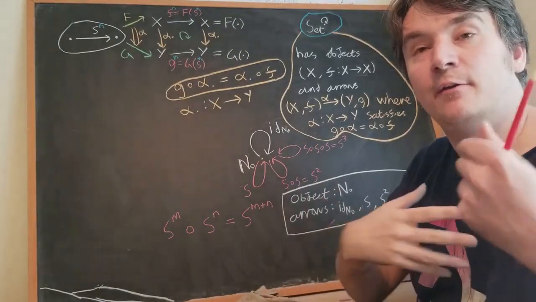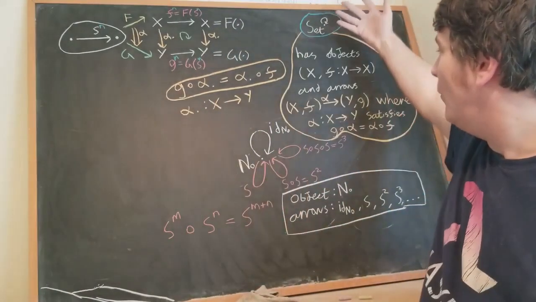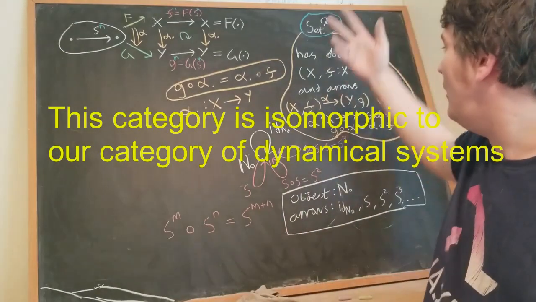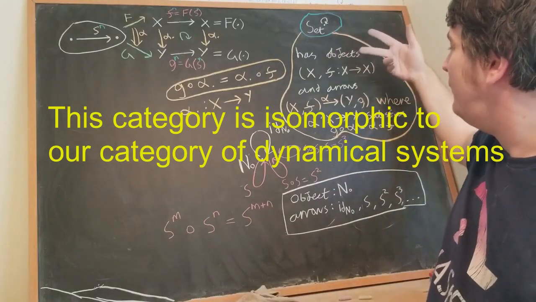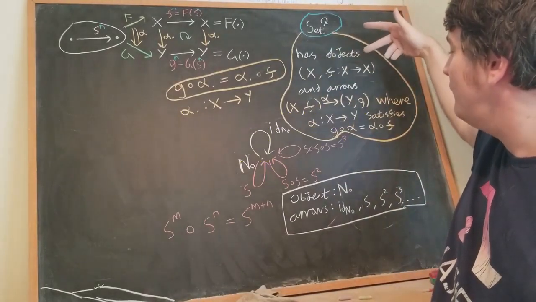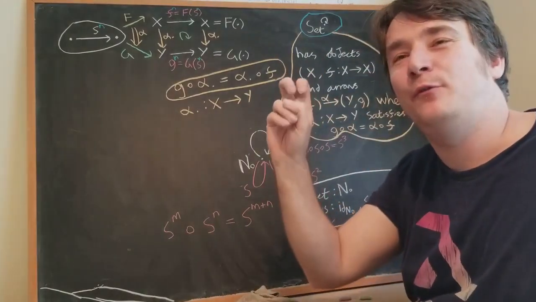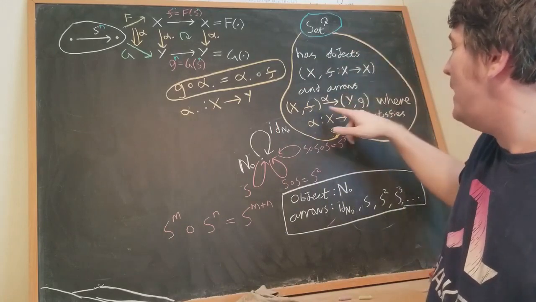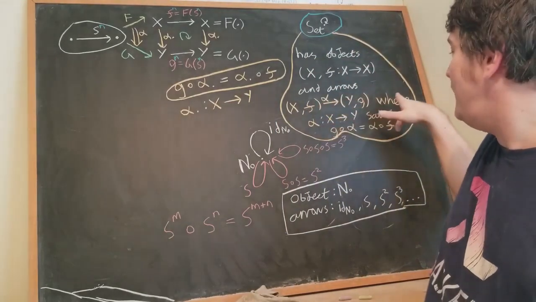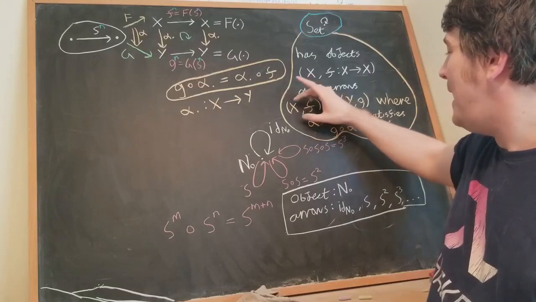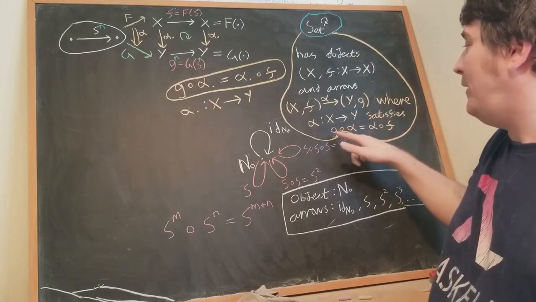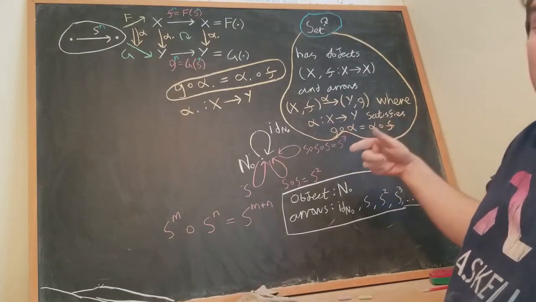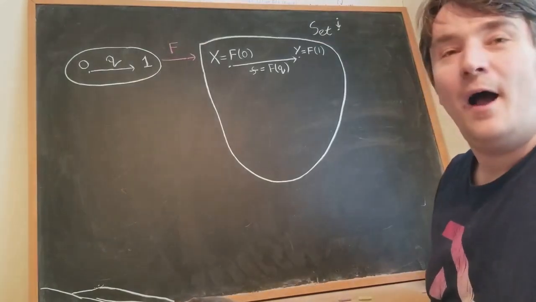Okay, so now we can succinctly summarize what this thing looks like, and basically we can say that it has objects which consist of a set and a function from that set to itself. So I call those dynamical systems, and we'll have an arrow from one dynamical system to another. What will that be? Well, it'll just be a function from the set x to the set y, which satisfies this condition here that g after alpha equals alpha after f. Okay, so this is fun.